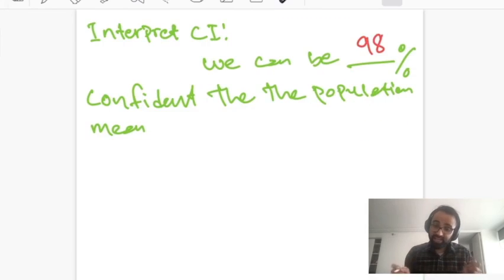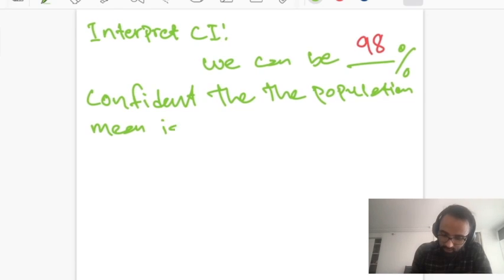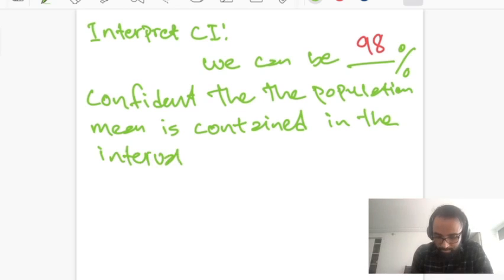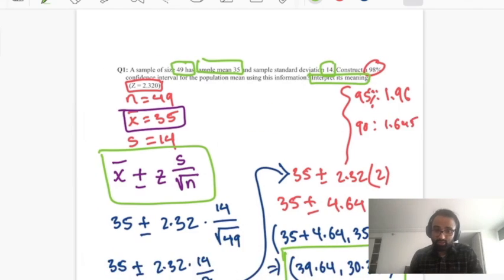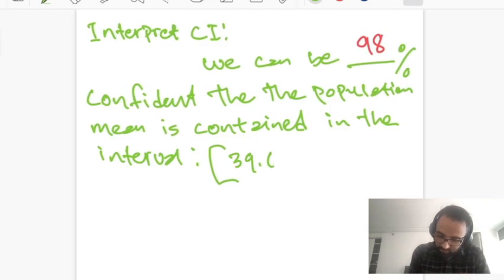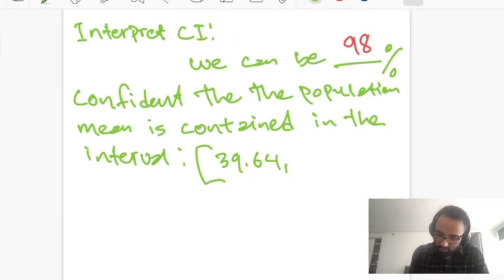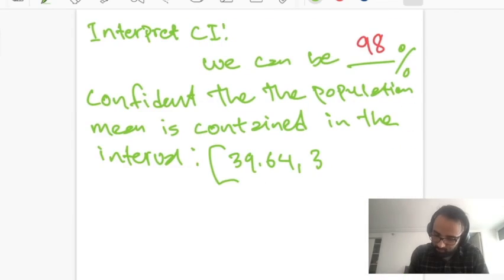It's telling us we can be 98% certain that the population mean would be within, can be 98% confident that the population mean is contained, oh, I hope that I spelled that correctly, contained in the interval that we just calculated, which is whatever we just calculated. So 39.64 and 30.36.